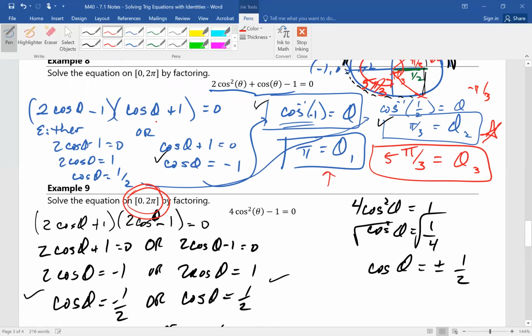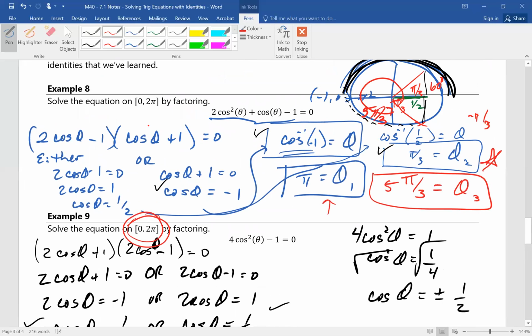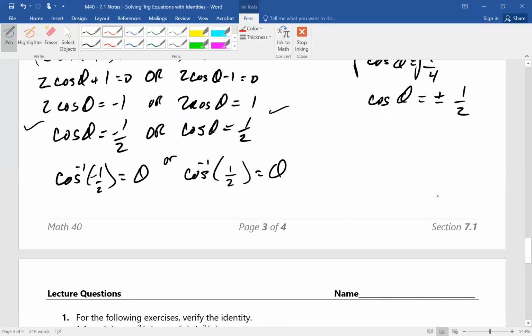Do you remember? From before, check this one out. Inverse cosine of 1/2, my answers were pi over 3 and 5 pi over 3. So I'm just going to go ahead and rip those off. Pi over 3 and 5 pi over 3, because we've already done that one.